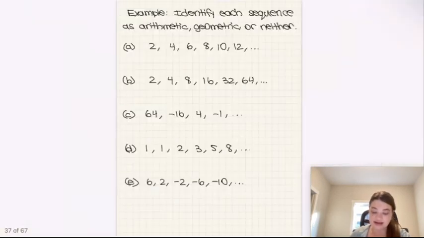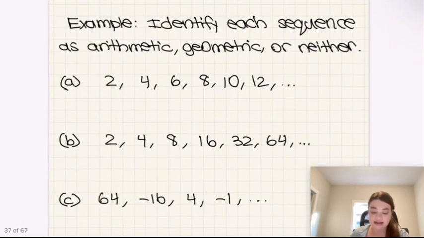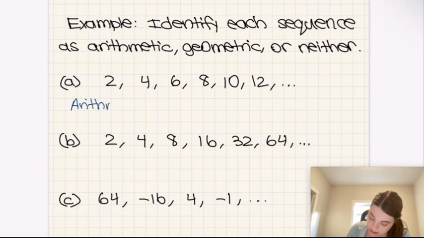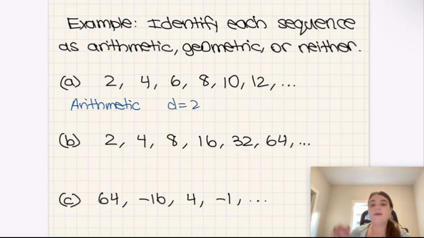All right, so let's get into some examples. We're going to identify whether each of these sequences is arithmetic, geometric, or neither. Okay, so this first one, 2, 4, 6, 8, 10, 12. Well, this would be arithmetic because the common difference is 2, right? No matter which term I choose, in order to get to the next one, we add 2.